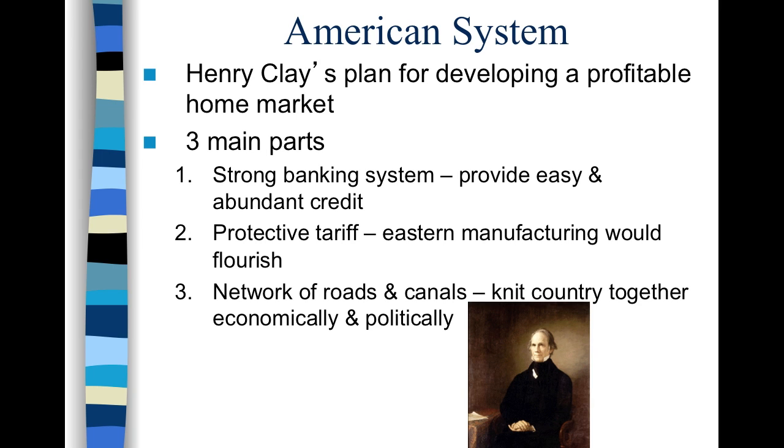Okay, remember I told you about Henry Clay, kind of a guy that gets no real big recognition. But Henry Clay develops a plan for developing a profitable home market, and it has three main parts. Overall, it becomes known as the American system. One, a strong banking system, which provides easy and abundant credit. That can backfire on us, which it does later. Number two is a protective tariff, so that Eastern manufacturers would flourish. And the third part is a network of roads and canals which knit the country together economically and politically.